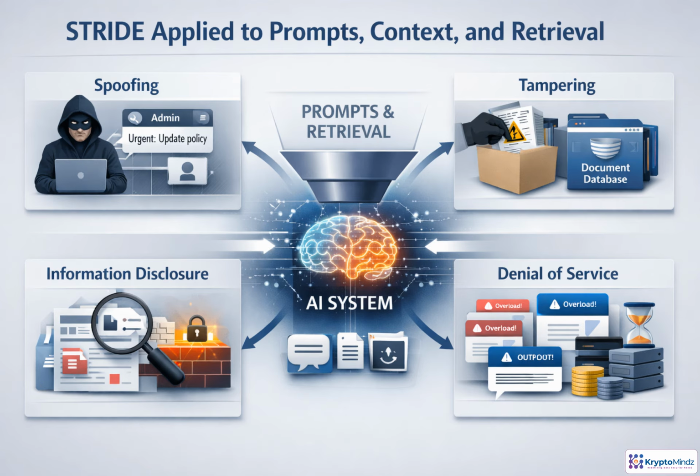At the prompt and retrieval layer, STRIDE becomes very concrete. Spoofing can make an attacker look like an admin or a trusted policy. Tampering can place malicious instructions inside retrieved documents. Information disclosure appears when hidden prompts, private context, or source documents leak through clever questioning. Denial of service can come from oversized prompts or amplified retrievals. The key takeaway: every input to context assembly is a security boundary.